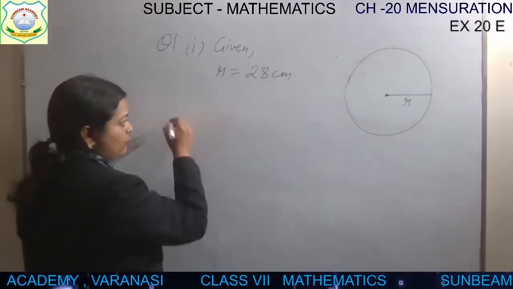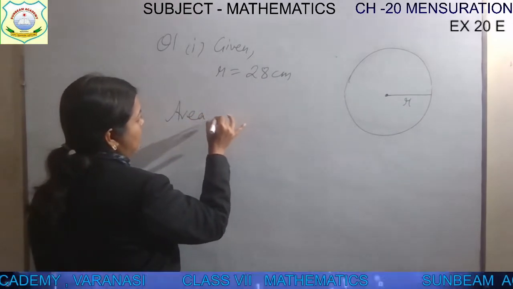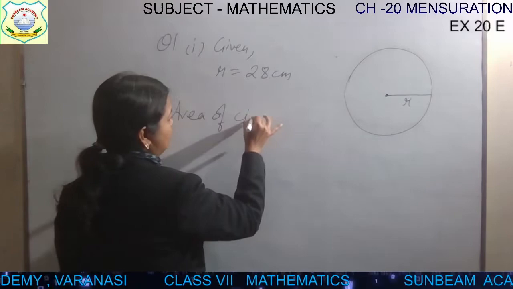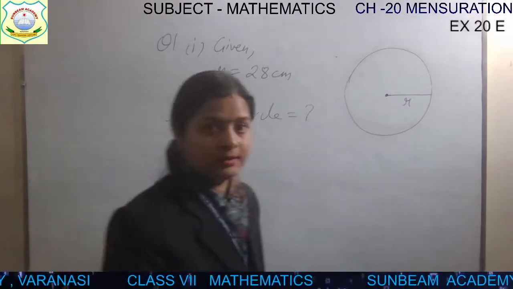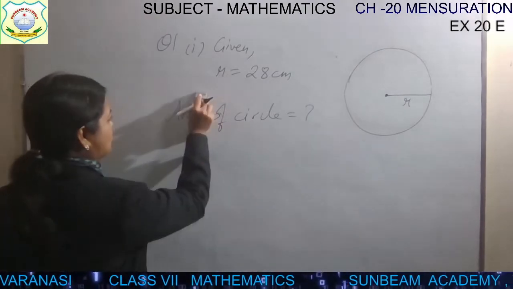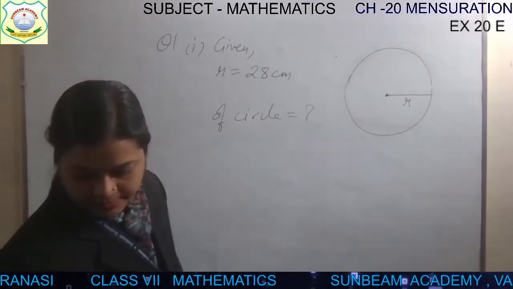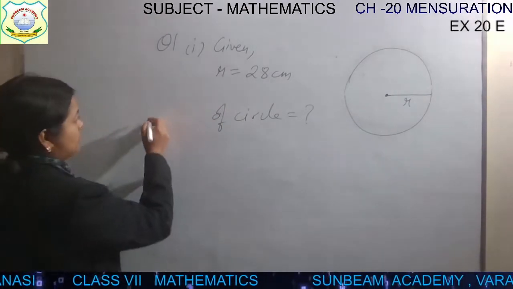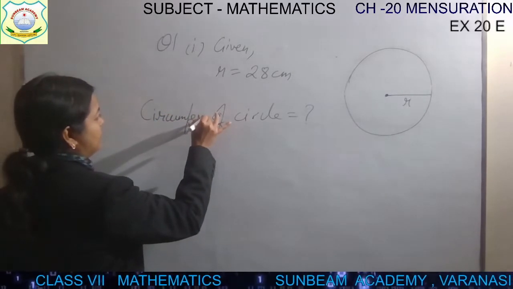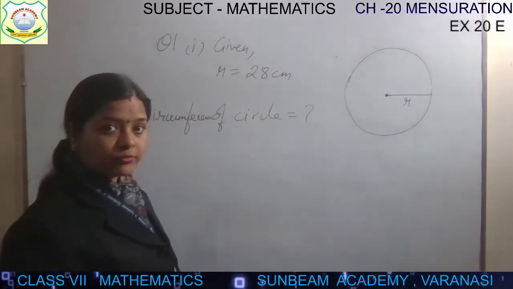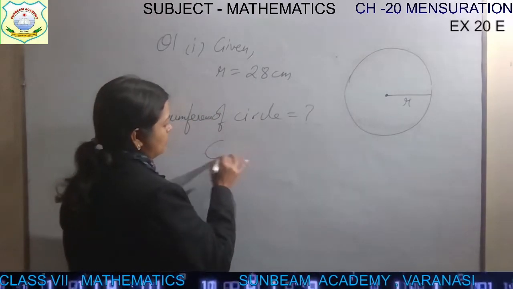And what do we have to find? Area of the circle. No, not area, it's the circumference. Wait, in the first question we have to find the circumference. Yes, circumference. C-I-R-C-U-M-F-E-R-E-N-C-E. Circumference of a circle is what?